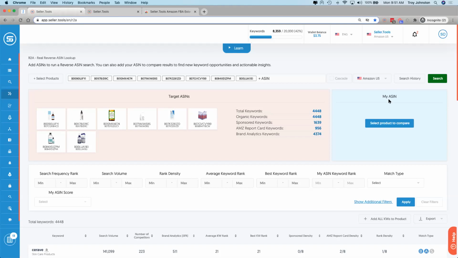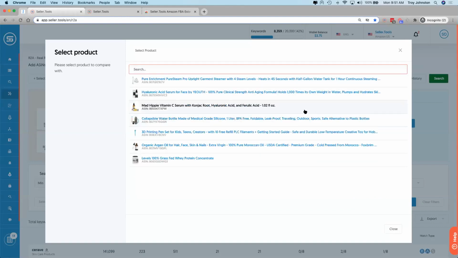The fact of the matter is, especially with the diversity of Amazon ad products, the saturation, the competitiveness on Amazon, keywords are going to get more and more important over time. And so what we can do here with my ASIN is we can select a product to compare as part of our R2A results. And the product that we're going to pick is our ASIN. We want to see how we are performing relative to our top competitors, and that visibility at the keyword level.